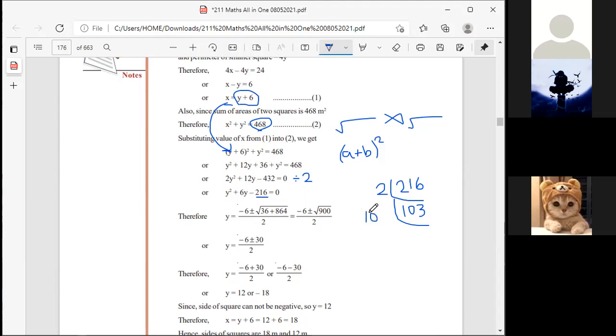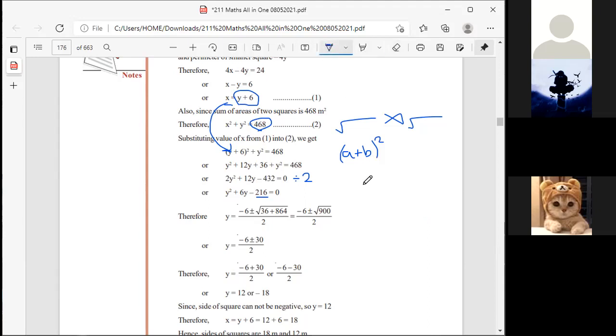103 minus 2, am I going to get 6? No. I hope you're understanding what I'm trying to tell you. Are you understanding what I'm doing? Yes, ma'am. So I am not going to get it. Then what do I do in this case? Now the middle term is not getting split. Now what do I do? Can I do anything?